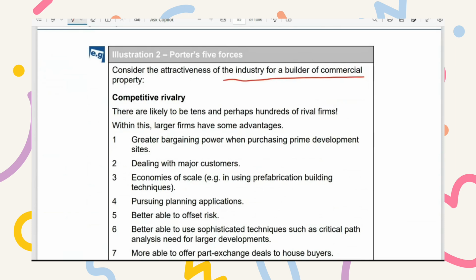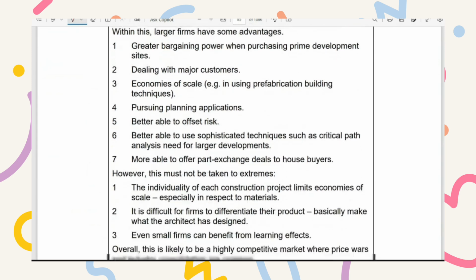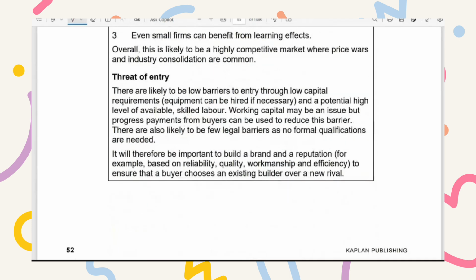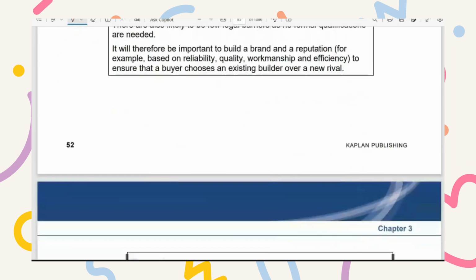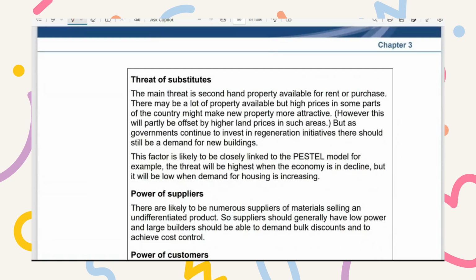Porter's Five Forces consider the attractiveness of an industry, for example a builder of commercial property: competitive rivalry, and three others, which they have discussed in more detail with very good points. Threat of entry: good material write-ups there from Kaplan, which will be helpful for you to understand the concept, theory and strategy.